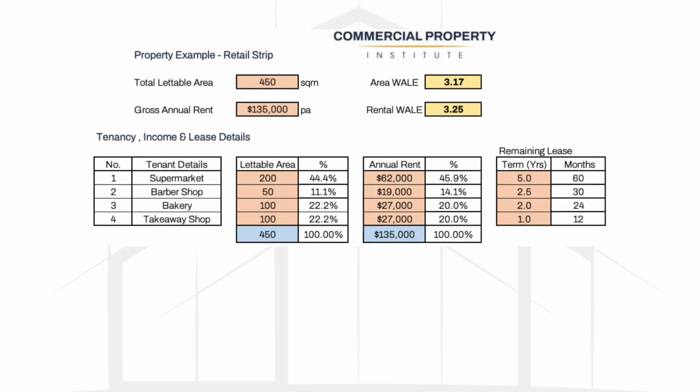So let's look at how a WALE is actually calculated. We have a small retail strip of 4 shops in a suburban area. The total lettable area is 450 square metres and the annual gross rent received is $135,000. First, we'll calculate the area WALE, which is weighted by the tenant's lettable area against the combined area of the property.